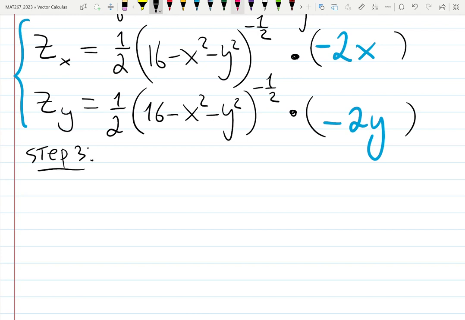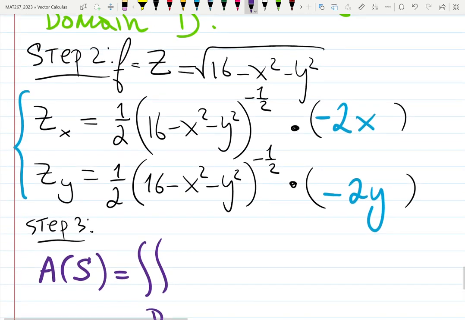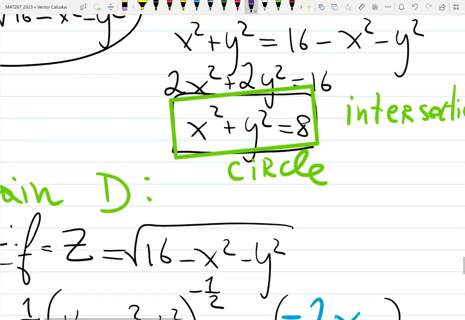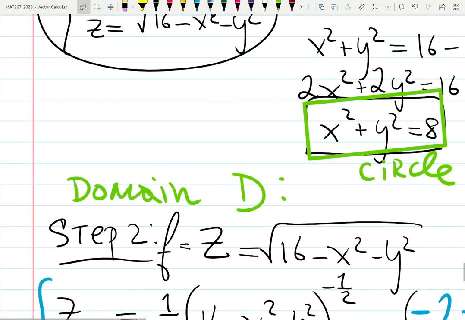The formula, let me put it in purple. Area of S, surface area. Double integral over D, which is a circle, x squared plus y squared equals 8. Well, actually, it's not a circle. See, I should not say that. Do you know why it's not a circle? I should be more careful with those little things. Equals 8, it is a circle, but are we actually talking about a circle or no?